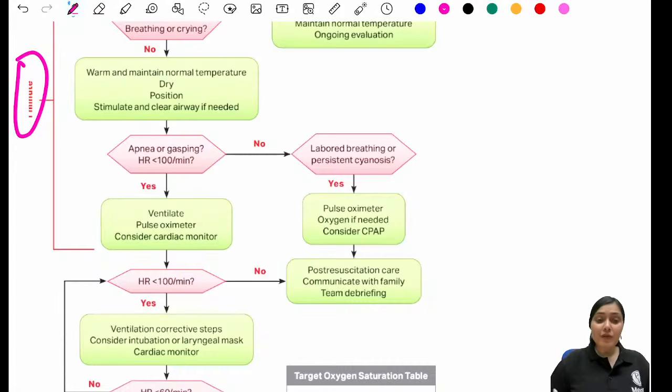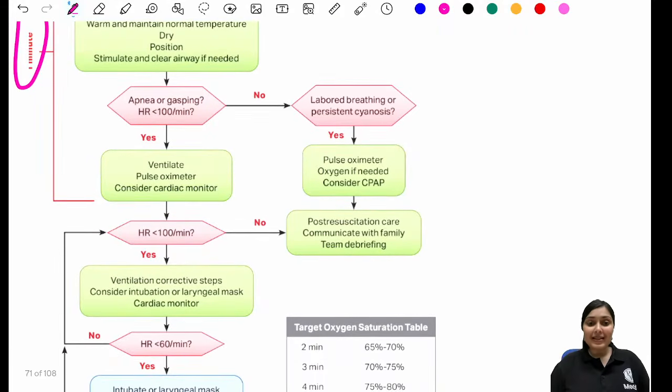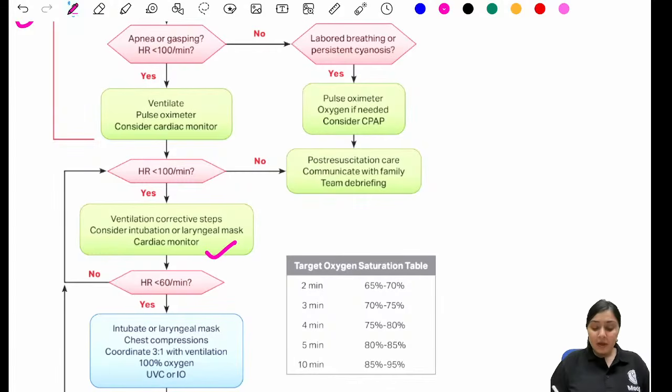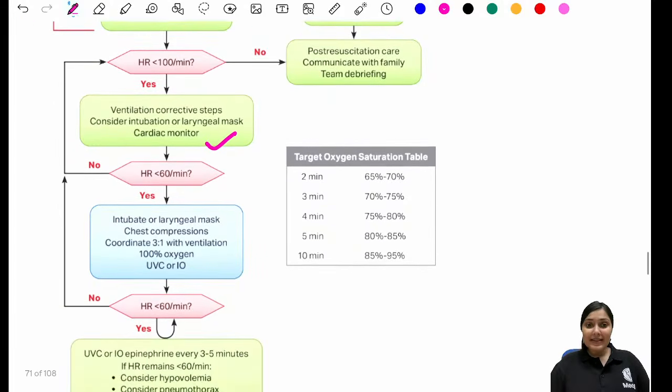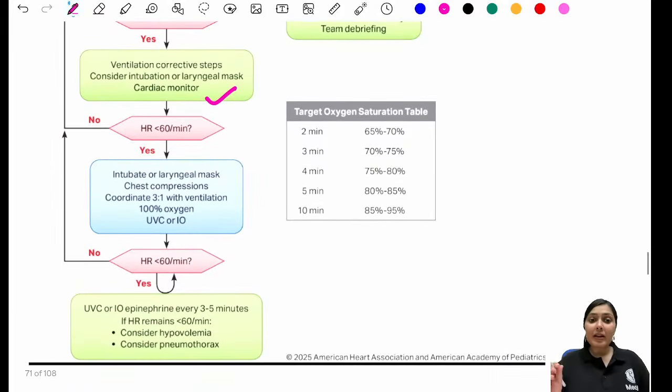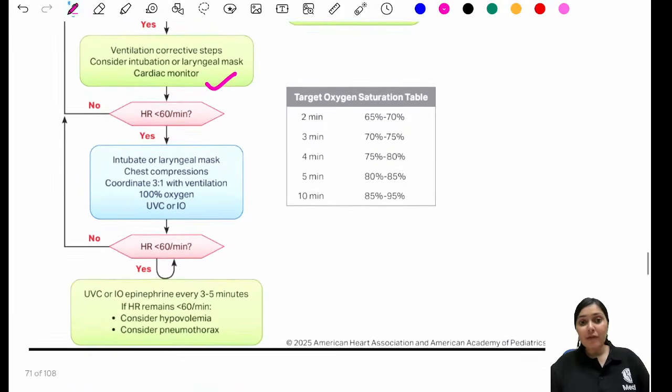If after 30 seconds of this positive pressure ventilation, the heart rate is still less than 100, you perform the ventilation corrective steps. And if the heart rate is less than 60, you start with chest compressions. These are done 3:1 ratio. And if even after a whole minute of these chest compressions and breaths, the heart rate is still less than 60, then we give epinephrine every 3 to 5 minutes. Even after giving epinephrine, if the heart rate still remains below 60, then you have to rule out 2 conditions: hypovolemia and pneumothorax. If this is pneumothorax, needle thoracotomy has to be done. If there is hypovolemia, then obviously fluid resuscitation has to be done.